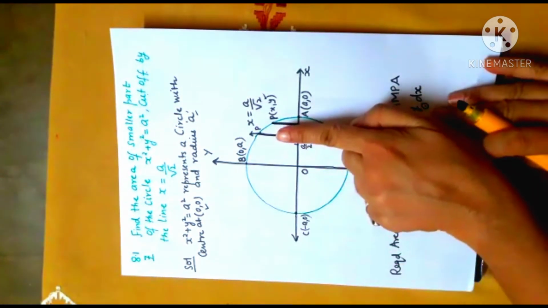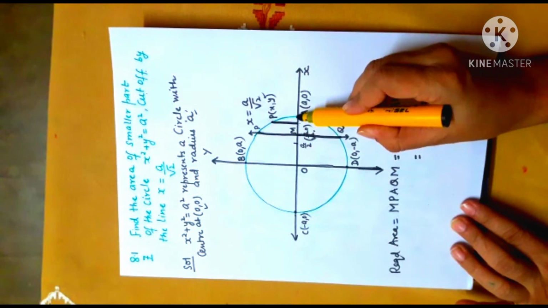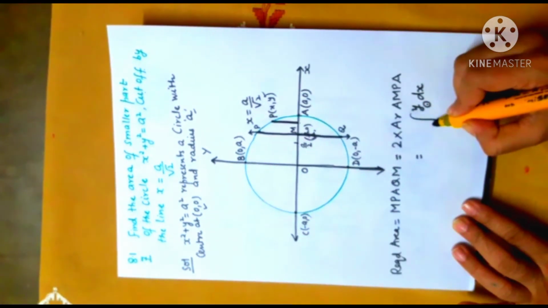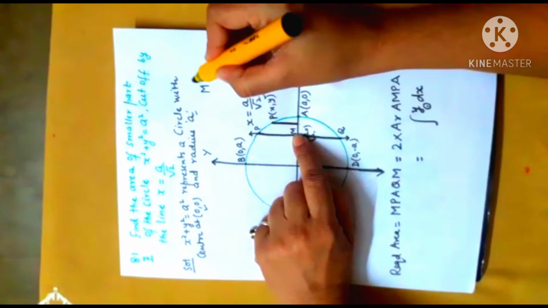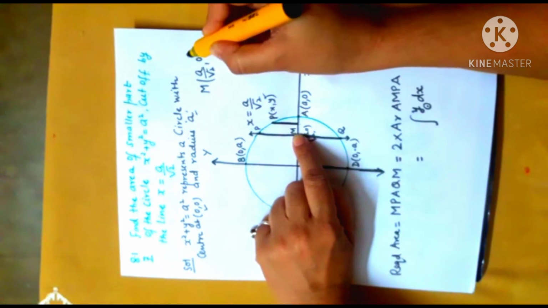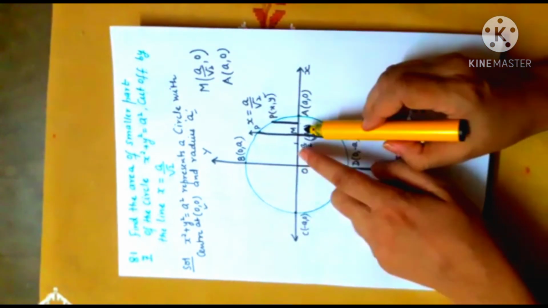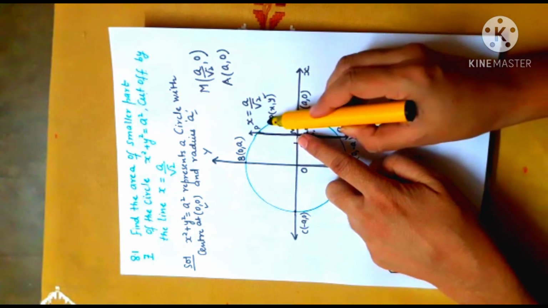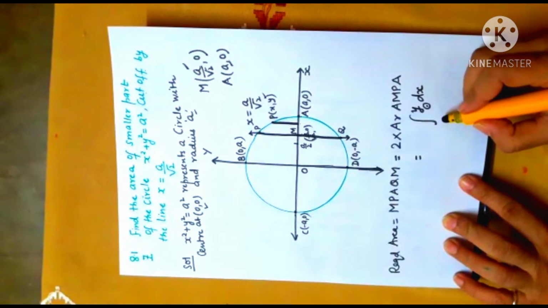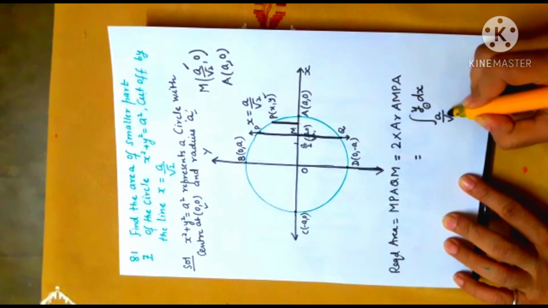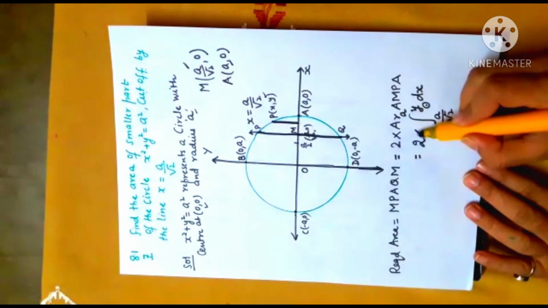Now I need to find out the area of this region. So the strip will move from M to A. So I'll integrate this, and the limits of integration will be, yes, the coordinates of the point M are a over root 2 comma 0 and the coordinates of the point A are a comma 0. The strip will move from M to A, and as it is a vertical strip, see the x coordinates of M and A. So limits of integration will be from a over root 2 to a, right? So the required area is double of this.